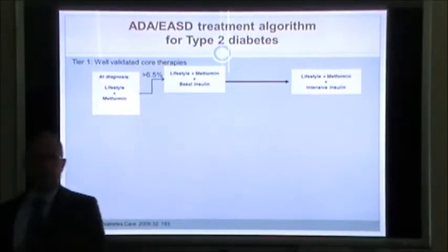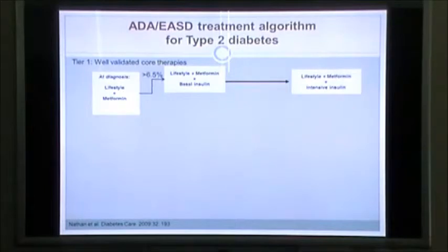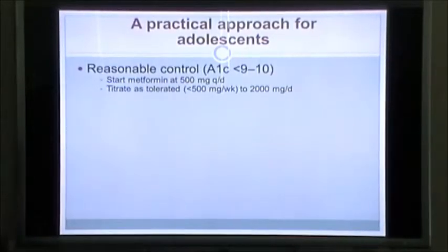And if that's ineffective, intensify. So that we don't wait, we don't let these kids go to A1Cs of 7%, 8%. You have to intervene early, because these kids have a rapidly progressive disease, and we must do something to help protect them. So, practically, start metformin, A1C less than 9 or 10.